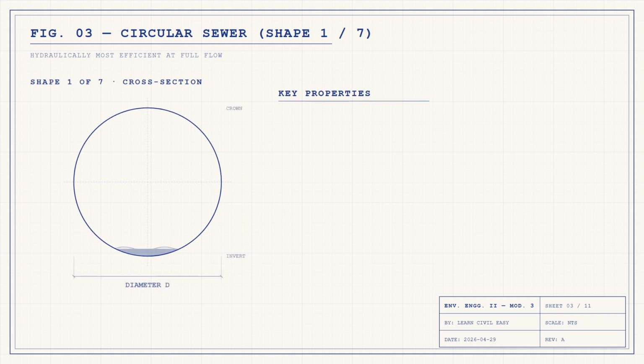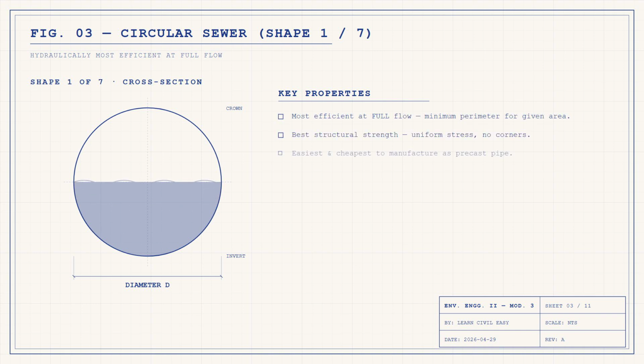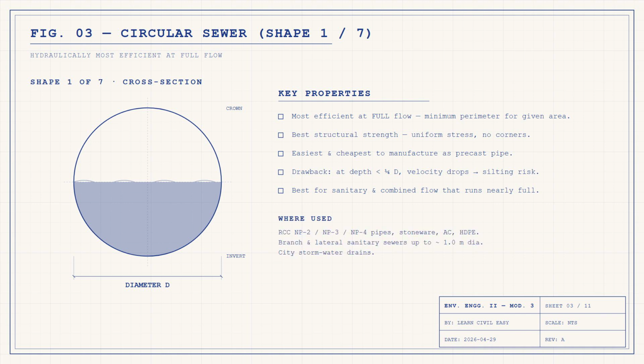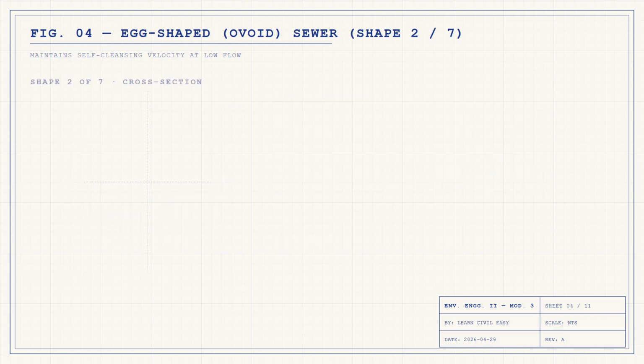The first and most common shape is the circle. Hydraulically, a circle is the most efficient section at full flow. It gives the smallest perimeter for a given area. Structurally, it has no corners, so stress is distributed uniformly, making it the strongest section. It is also the cheapest to manufacture as precast pipe. Its drawback shows up at very low flow. Below about 1/4 of its diameter, the velocity drops sharply and the sewer begins to silt. So the circle is best for sanitary and combined flow that runs nearly full.